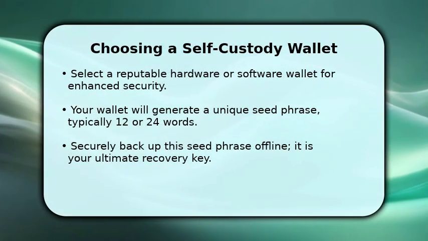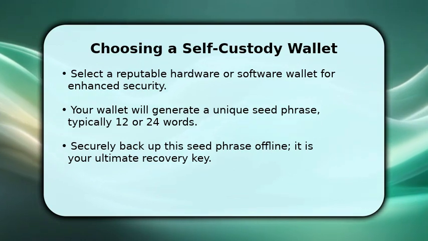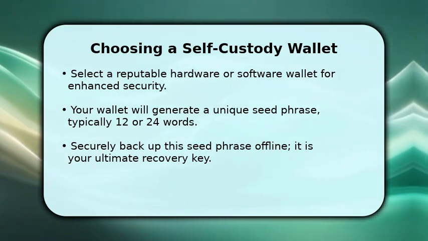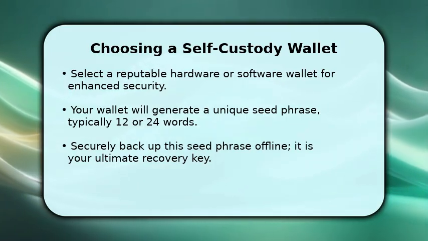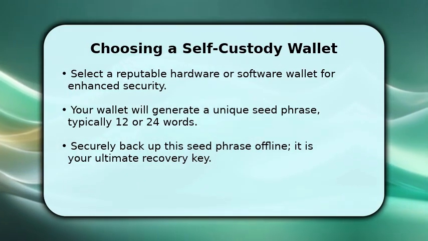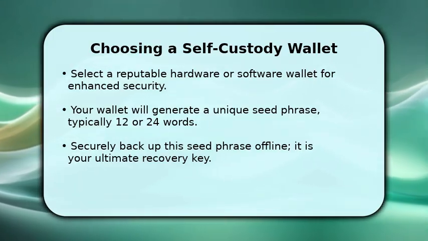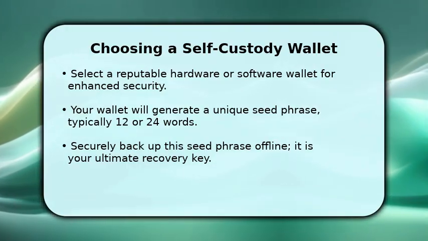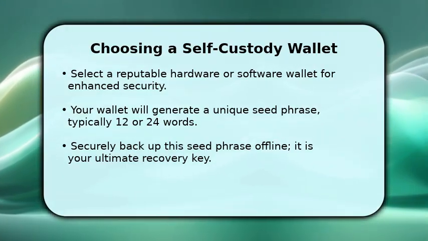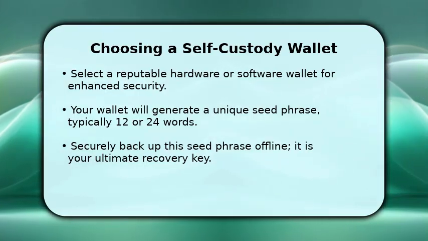The first step is to choose a reliable self-custody wallet. Options include hardware wallets, which offer top-tier security, or software wallets, which are convenient for everyday use. Once you set up your chosen wallet, it will generate a unique seed phrase, usually consisting of 12 or 24 words. This phrase is crucial. It's your master key. Make sure to write it down and store it in a very safe offline location.